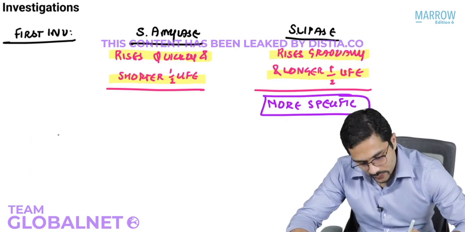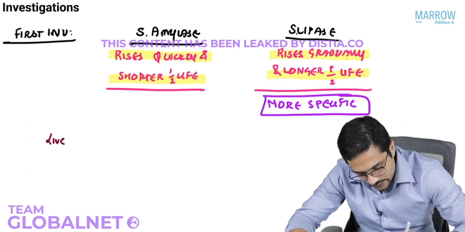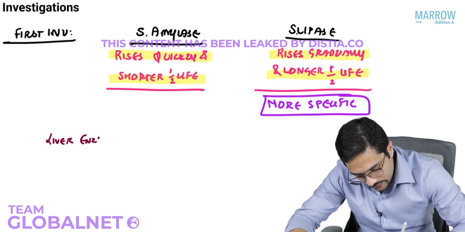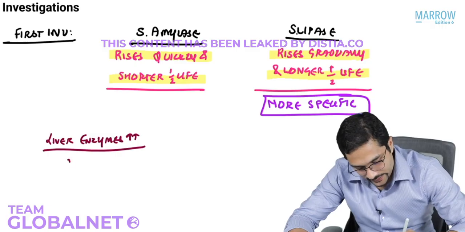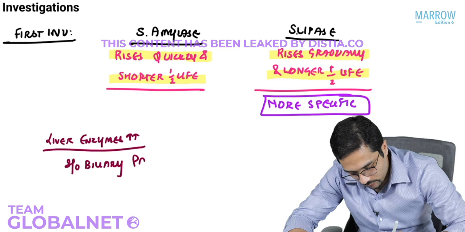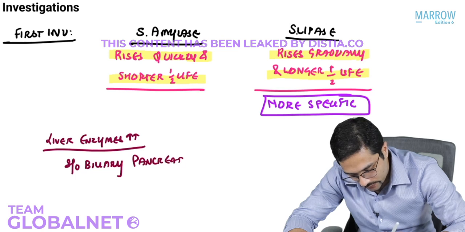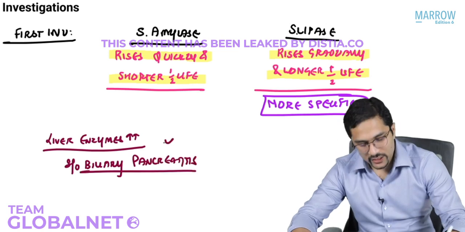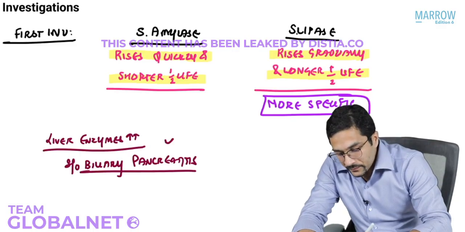So I've told you about amylase and lipase. I would also like you to know that if the liver enzymes are raised in a patient with acute pancreatitis, then it is suggestive of biliary pancreatitis. So we should also look at the liver function tests in these patients with acute pancreatitis.